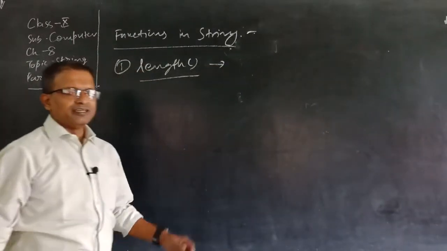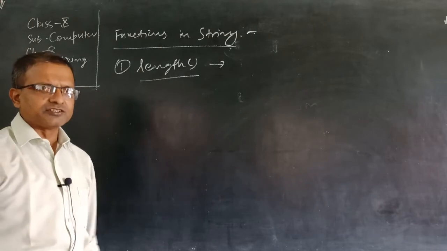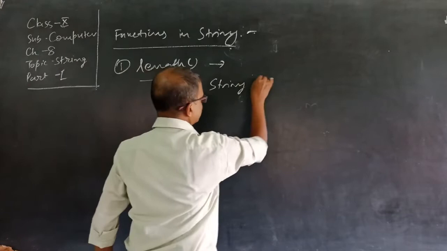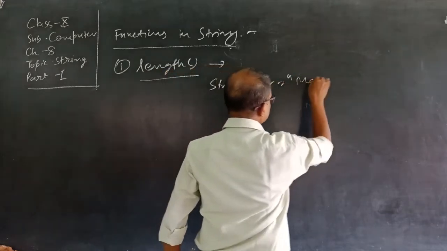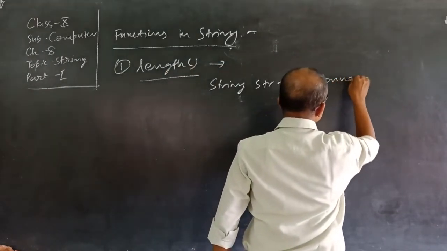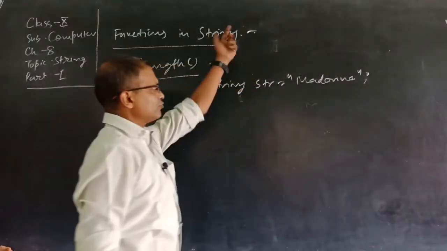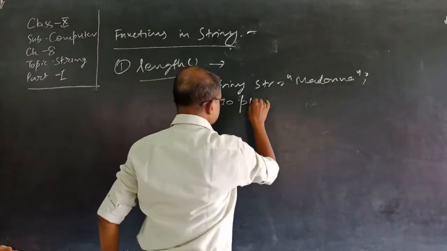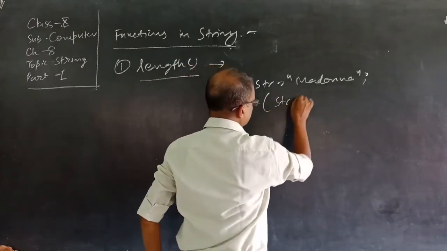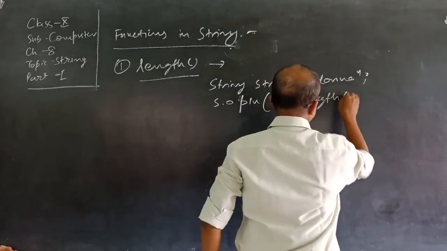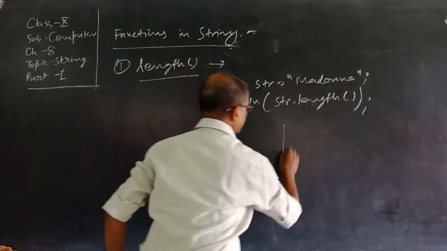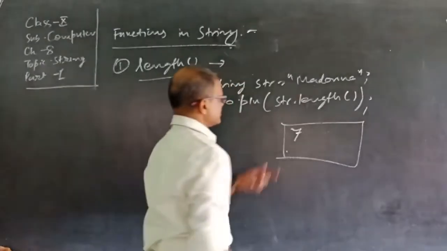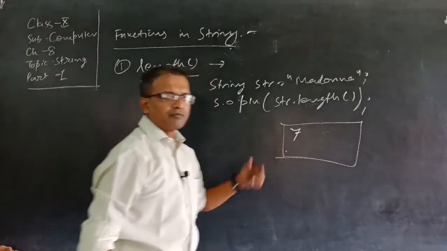This length function is used to get the number of characters in the string. Suppose we have a string str equal to Madonna, and we have to know how many characters are in this string. So for that we will use this length function, System.out.println(str.length()). It will return the number of characters, means 1 2 3 4 5 6 7. So the total number of characters in Madonna is 7. So this function will return 7.